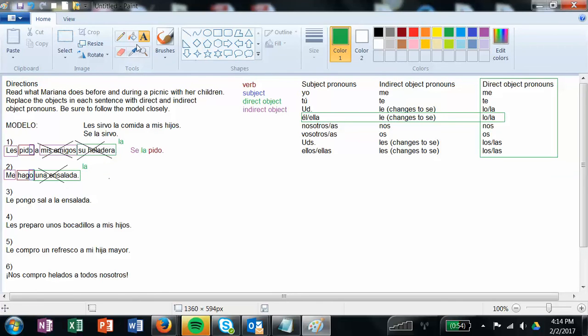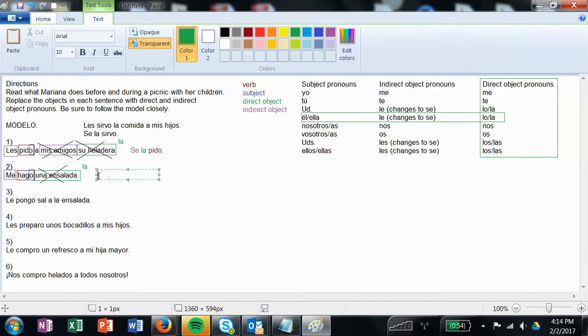Okay? And so then when I write out the answer here, I'm going to say, I make it for me. So I make it, "hago" it is "la," and the salad for me. So I make it for me. Now, but it can't go in that order. The order that it needs to go in is always indirect before direct. So the indirect is for whom it's being made. The direct is what is being made. So I want for whom before what.